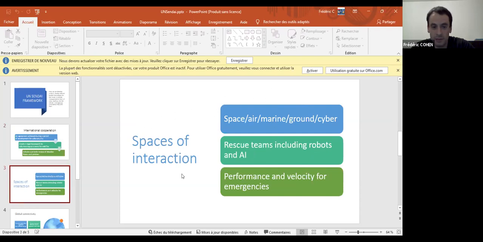Now, there are different spaces of interaction. It includes space, air, marine, ground, and cyber. All the rescue teams now include robots and AI. It means unmanned vehicles, wearable devices, and of course, autonomous systems that have to be relayed by a special algorithm and a different way of talking to develop performance and velocity in case of emergencies. It also includes periodic reviews to maintain a state of security that concerns all the fields of society, civil society and military fields.